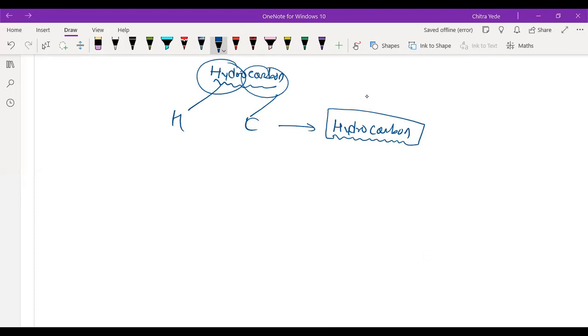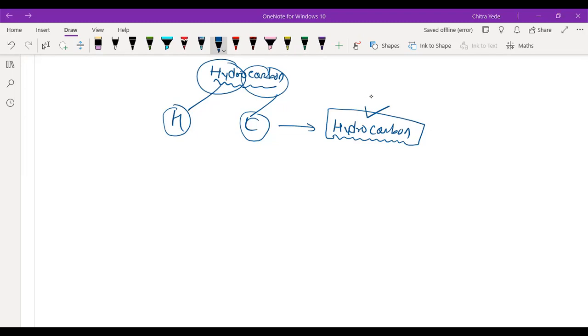Okay. You know, hydrocarbon: the compounds which are made up of hydrogen and carbon are called hydrocarbons. It's in the name. The definition is in its name only.